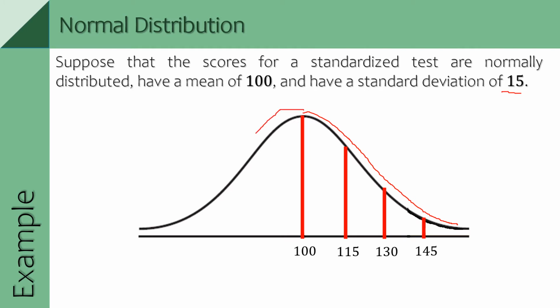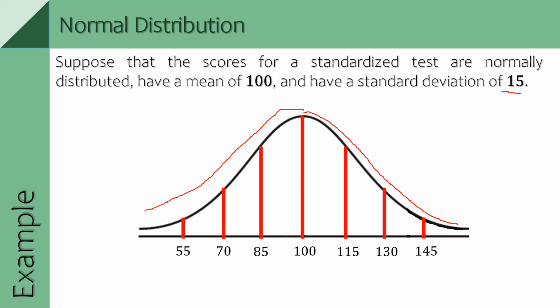On the left side, we subtract the standard deviation from the mean. So 100 minus 15 is 85, 85 minus 15 is 70, and 70 minus 15 is 55. So that is the normal distribution. Now let us convert it into the standard normal.